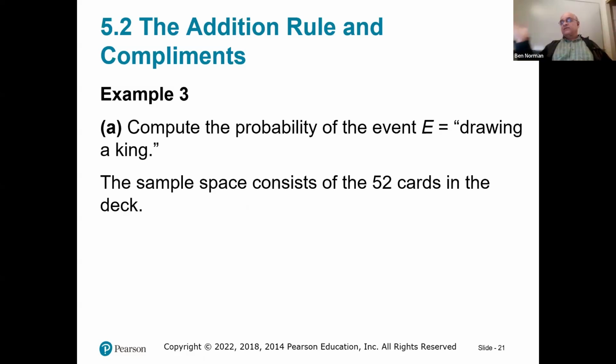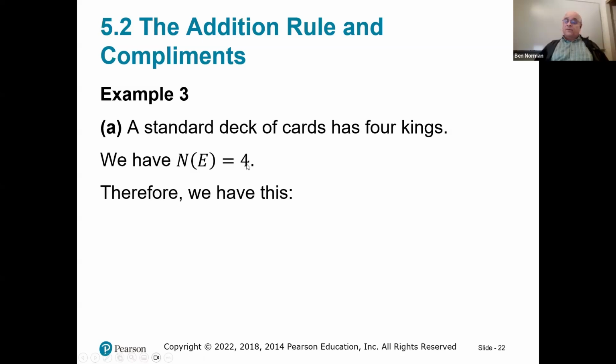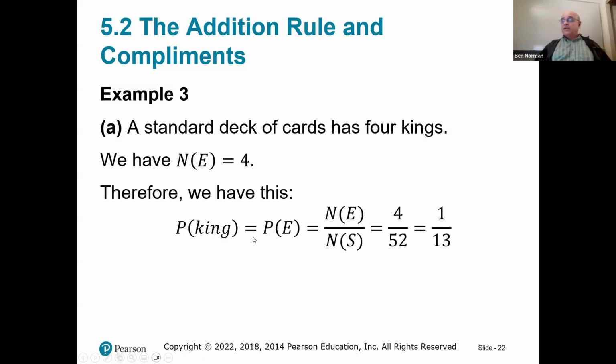Compute the probability of event E, drawing a king. The sample space consists of 52 cards. We have then N of S is 52. A standard deck of cards has 4 kings. We have N of E is 4. Therefore, the probability of E, selecting a king, is the number of kings divided by the number of cards. So 4 over 52, which reduces to 1 over 13. And we'll just keep it in this fraction form.